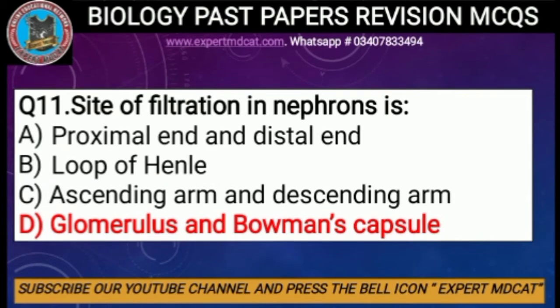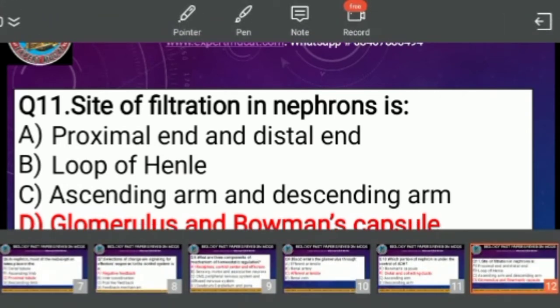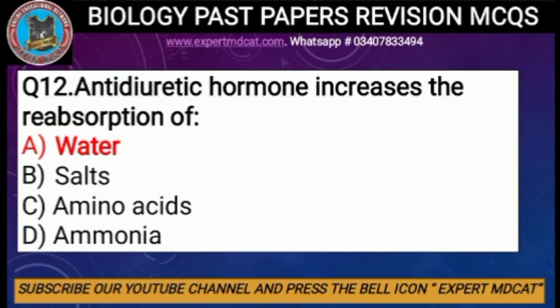So the next question is: site of filtration in nephrons is, which is obviously glomerulus and Bowman's capsule, so the correct option is D, that is glomerulus and Bowman's capsule. Question number 12 is: antidiuretic hormone increases the reabsorption of, obviously, water, so the correct option is A, that is water.